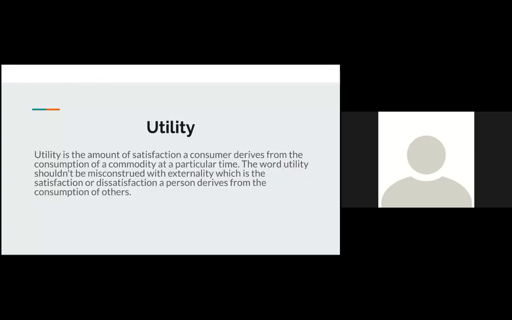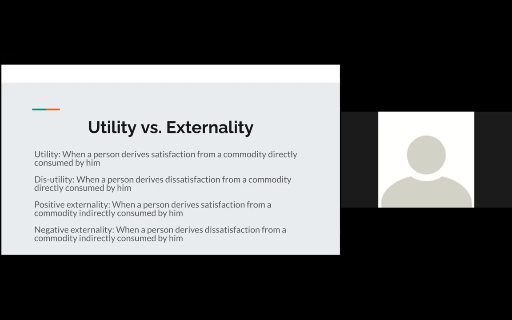What is utility? Utility is the amount of satisfaction that a consumer derives from the consumption of a commodity at a particular time. So don't mix utility up with externality, because externality is the satisfaction or dissatisfaction from the consumption of other people, not your own personal consumption. So utility, as I mentioned, is when a person derives satisfaction from a commodity directly consumed by him or her.